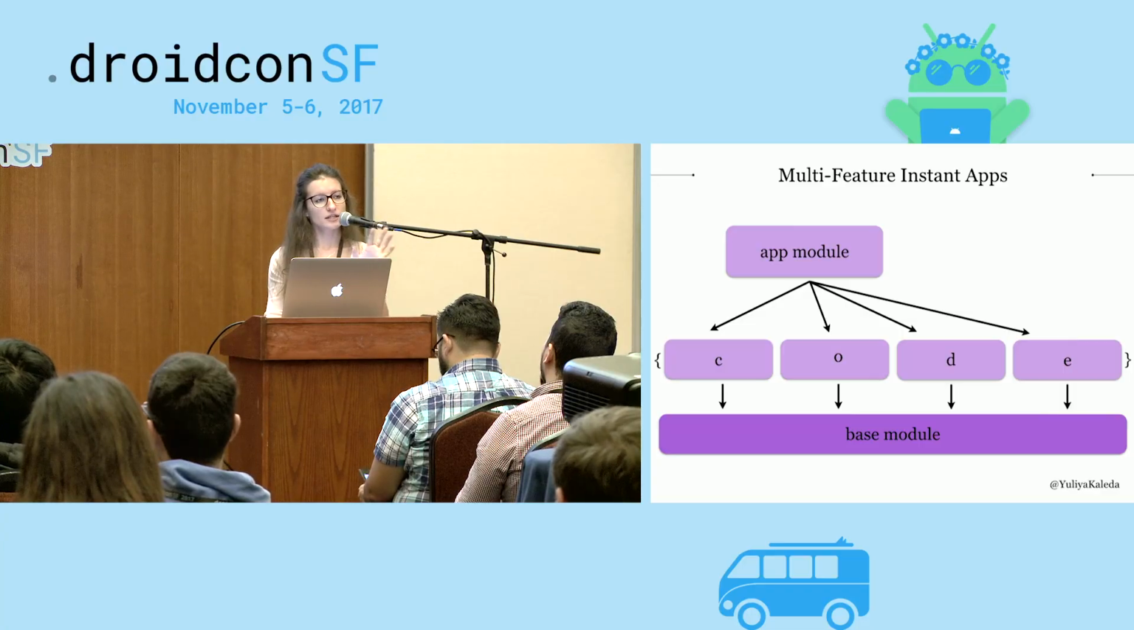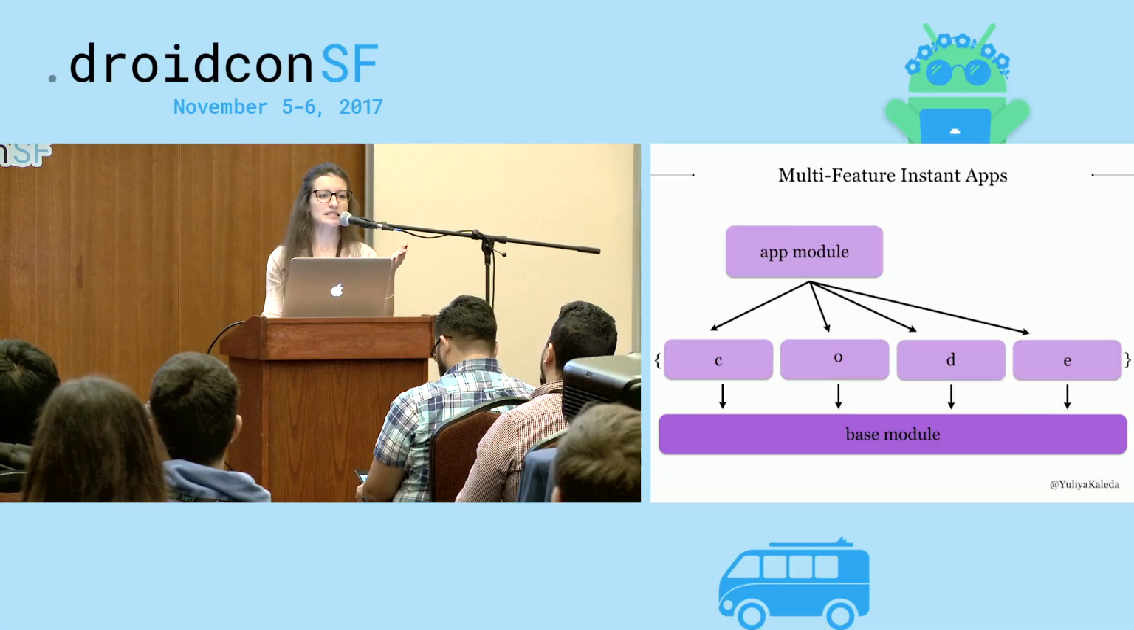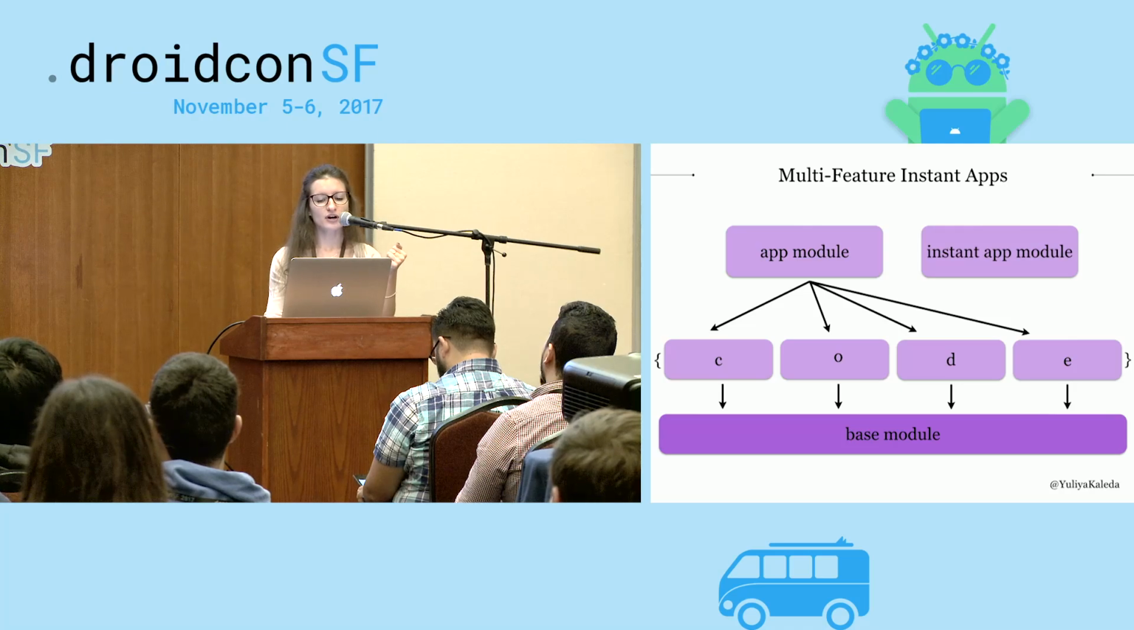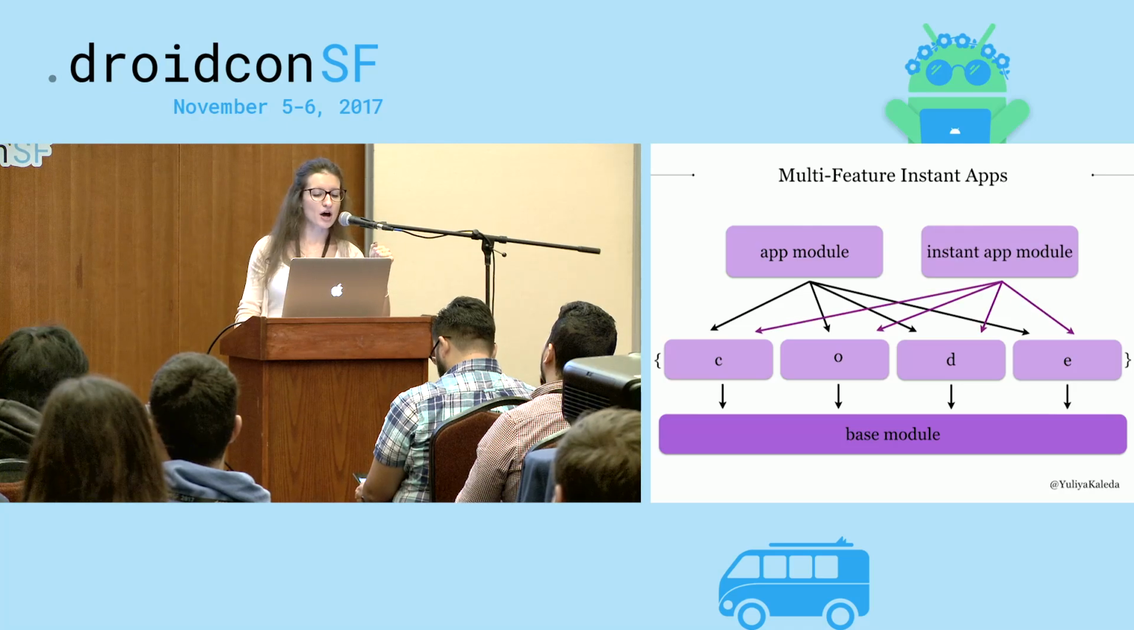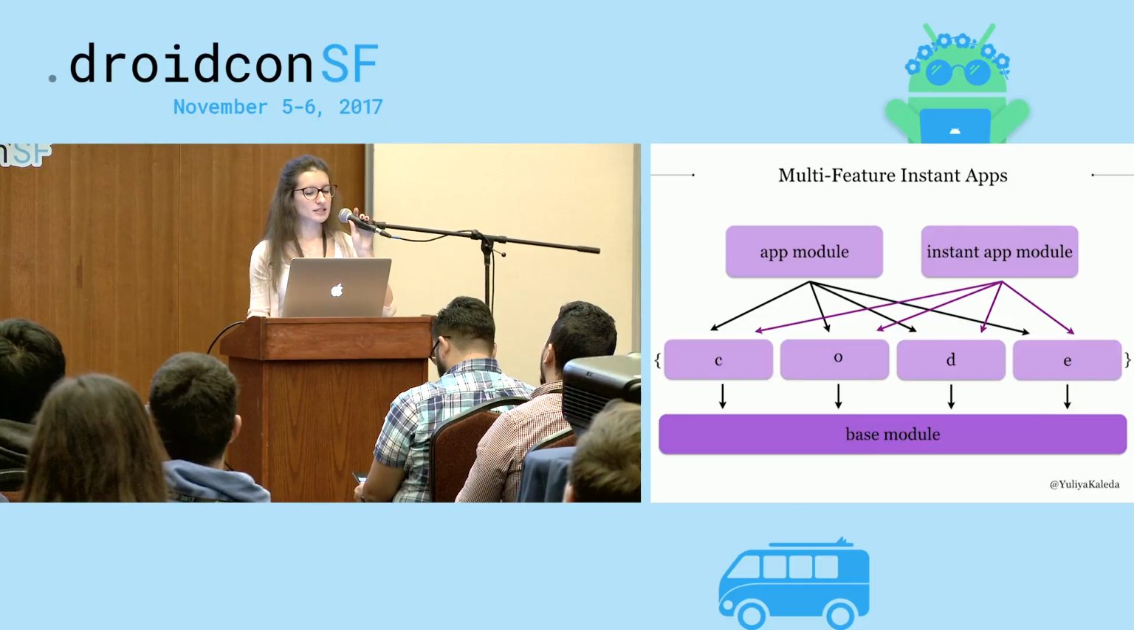So that's it as far as modularization of the application is concerned, but we didn't really build an Instant App. And the process of building an Instant App is pretty trivial. We're adding a new module, which is the Instant App module. And then we have to provide the dependencies of the Instant App module on the feature modules. And that's pretty much it.